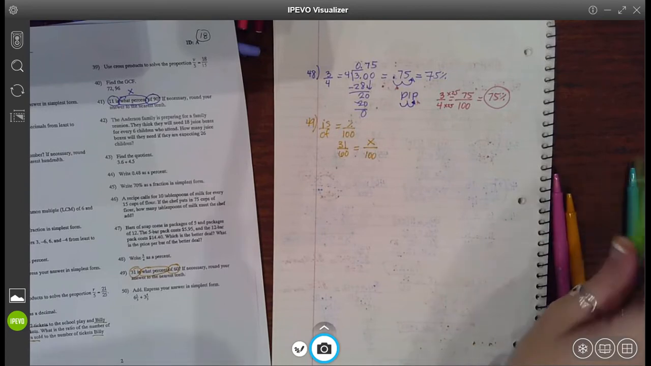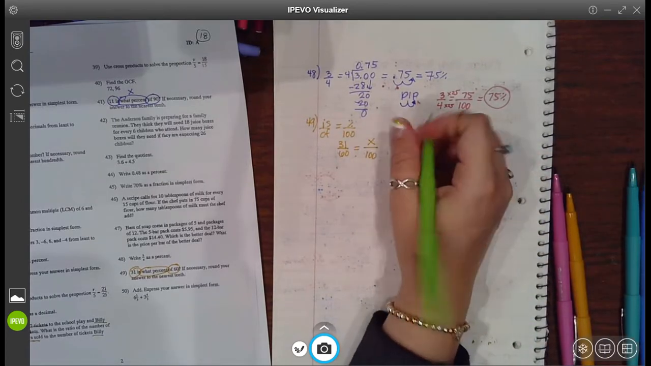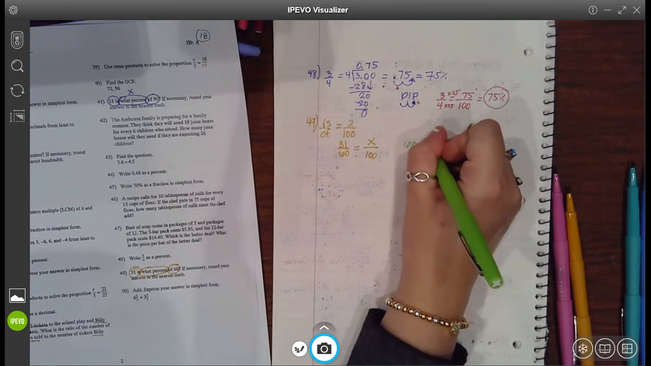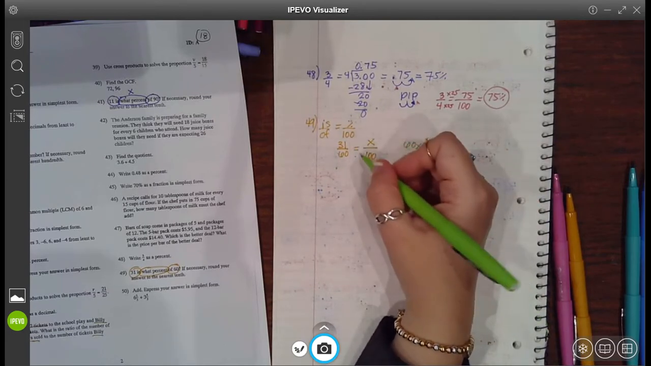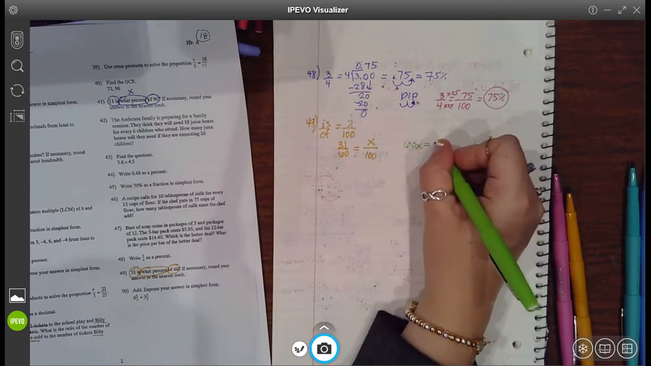Okay, now that we have this, let's go ahead and do our cross products. 60 times x, those are diagonally across from each other, so multiply those. Set that equal to these cross products, 31 times 100.